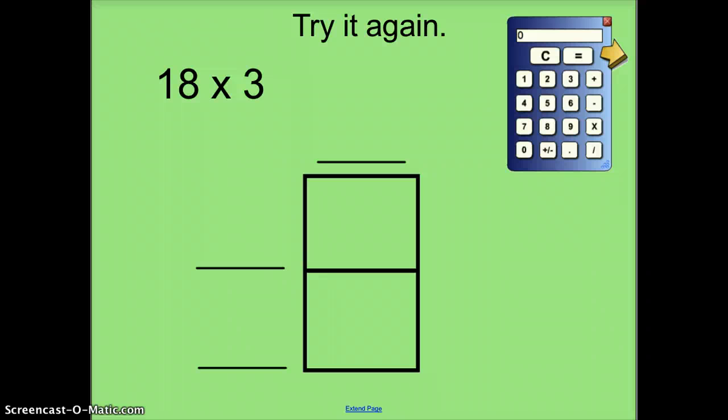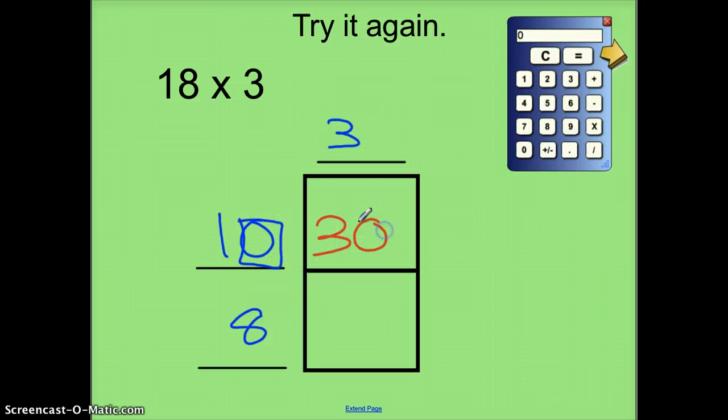It's 18 times 3. I'll go ahead and set it up. I think the single digit will go here. The 2-digit number is going to break down into 10 and 8. 10 plus 8. And I'll just box this 1 0 off. So my problem is going to be 1 times 3 is 3 plus 1 0. Bottom is 8 times 3 is 24. And I can just add these up. 0 plus 4 is 4. 3 plus 2 is 5. Let's double check on the calculator. 18 times 3 equals 54.